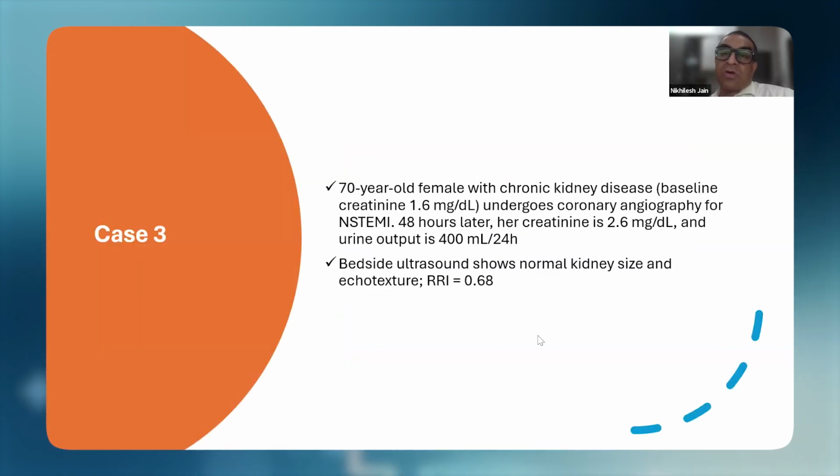Third one, a 70-year-old female with chronic kidney disease, baseline creatinine of 1.6 mg/dL, undergoes coronary angiography for non-ST elevation MI. 48 hours later, her creatinine is 2.6 mg/dL, and urine output is around 400 mL in 24 hours, right? In the oliguric range. You do a bedside ultrasound which shows a normal kidney size and echo texture. You do a renal resistive index and you get it as 0.68.